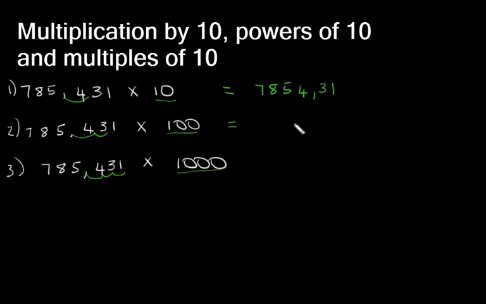And when we multiply by 100, what will we get? We will get 78,543,1 because we've moved the decimal point 2 places to the right. And finally, when we multiply by 1000, we've moved the decimal point to there. And that will give us 785,431. But what happens when we multiply by multiples of 10?